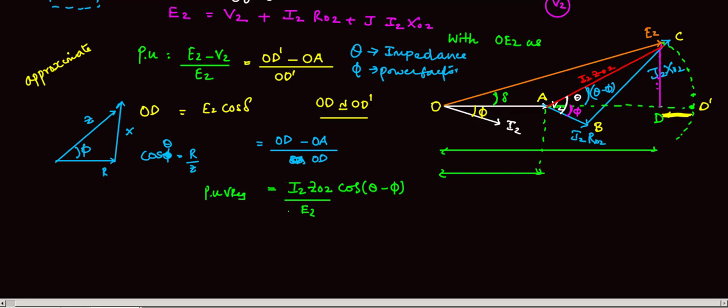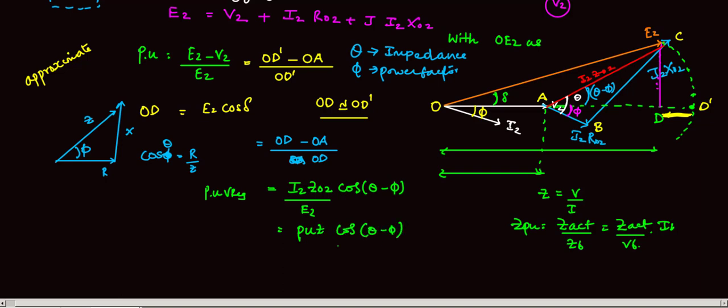I2 ZO2 by E2 is called per unit impedance. You know that Z equal to voltage by current. Z per unit equal to Z actual by Z base value. What is the Z base? V base by I base. So per unit impedance into cos of theta minus phi. This is the voltage regulation.